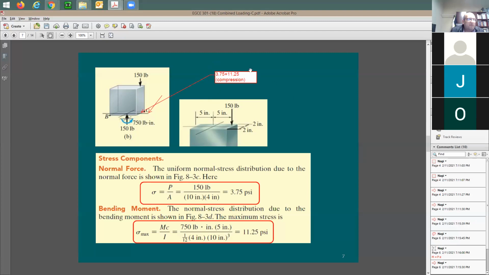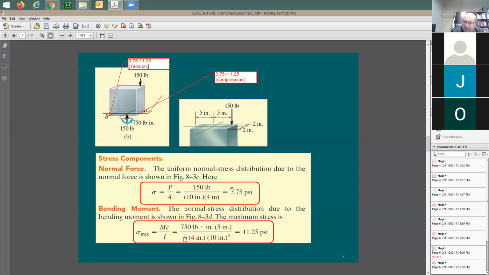So I keep track of the signs. On this side here, the stress is going to be equal to this compression. So I'm going to say 3.75 minus 11.25. Why? Because 11.25 is going to be more tension. So most likely 11.25 is going to be more. So I'm going to say this is going to be tension.